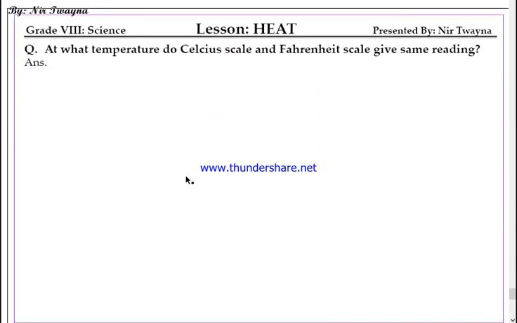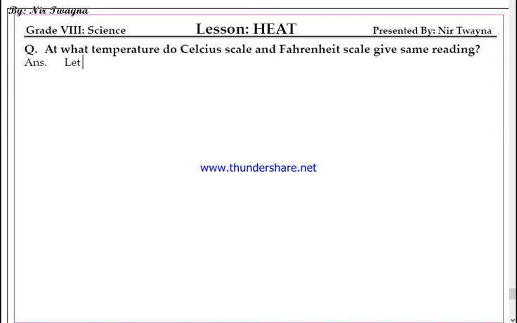At what temperature do the Celsius scale and Fahrenheit scale give the same reading? Okay, we need to find the temperature at which Celsius and Fahrenheit, both scales, will have the same reading. Like we know that at 0 degrees Celsius the Fahrenheit reading will be 32. At 100 degrees Celsius the Fahrenheit reading will be 212. So at what temperature do both Celsius and Fahrenheit scales have the same reading?